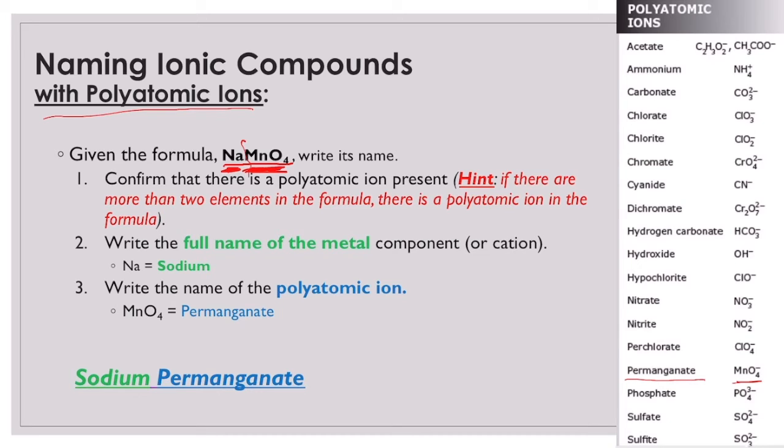All right. So let's go ahead and name this thing now. So we're going to write the full name of the metal. So that's sodium. That's what we've done here. And then we're just going to write the name of the polyatomic ion, permanganate. So the name of this compound right here is sodium permanganate. And that's pretty easy to do. You just have to identify your polyatomic ion, and then you can name it.